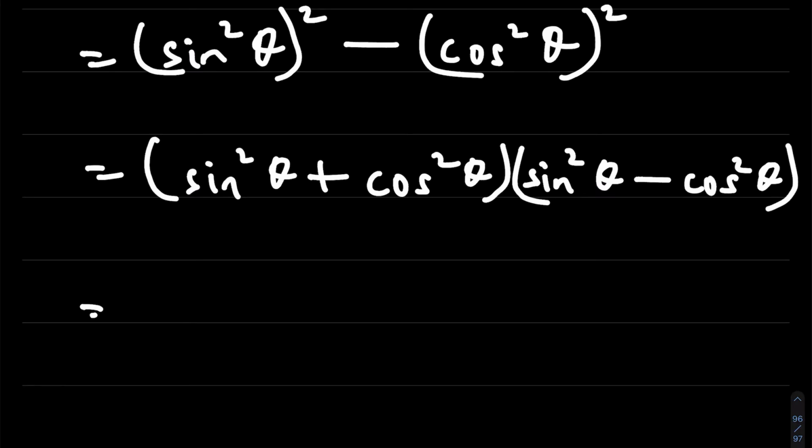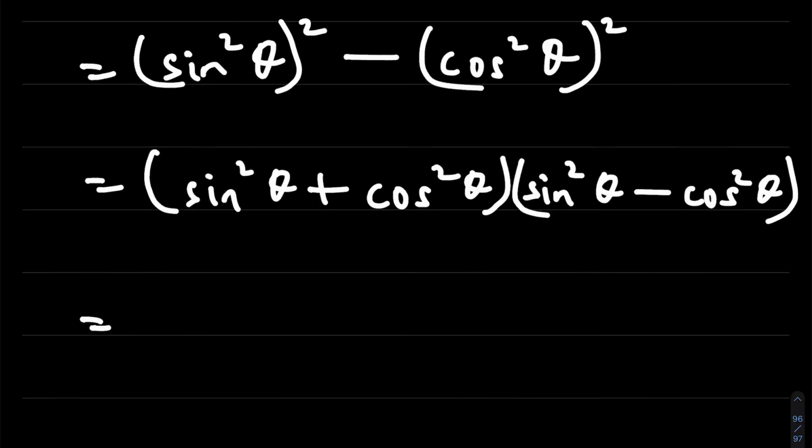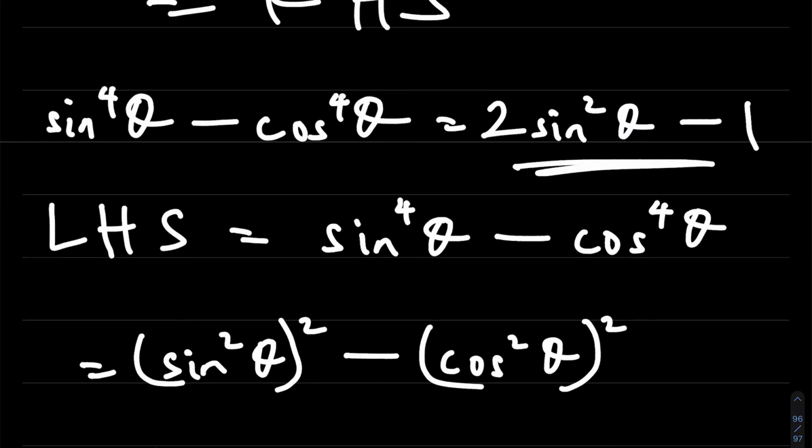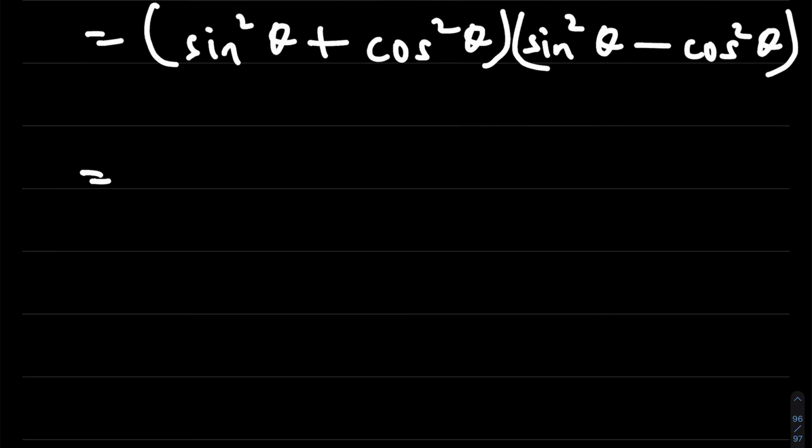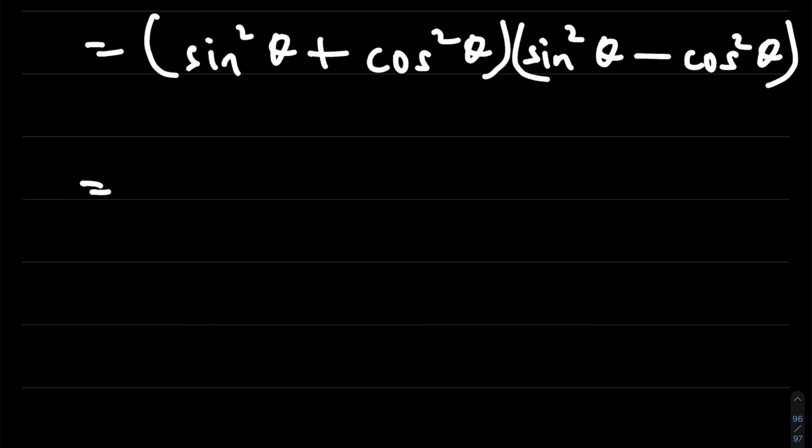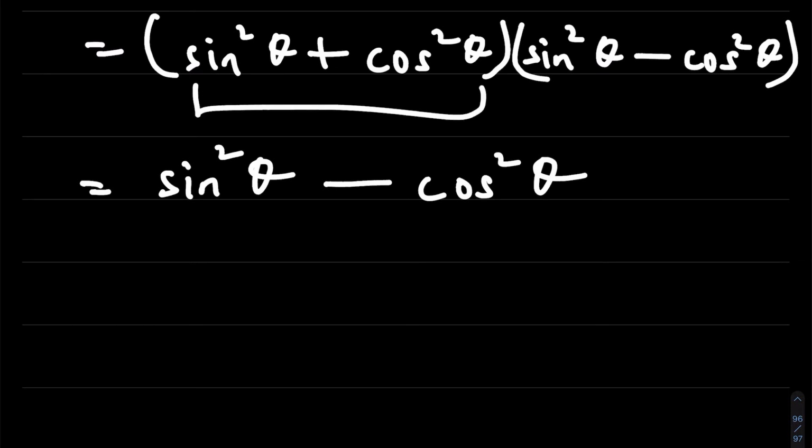And that's equal to, what do I need in my result? I need sine squared theta. So I'm writing cos squared theta in terms of sine squared theta. Sine squared theta plus cos squared theta is 1. So 1 times sine squared theta minus cos squared theta is sine squared theta minus cos squared theta.